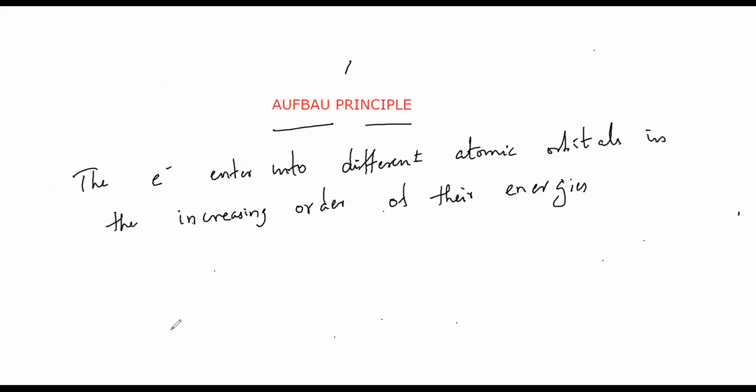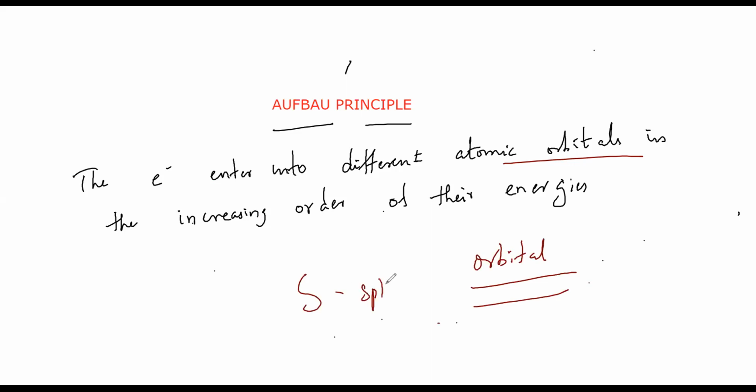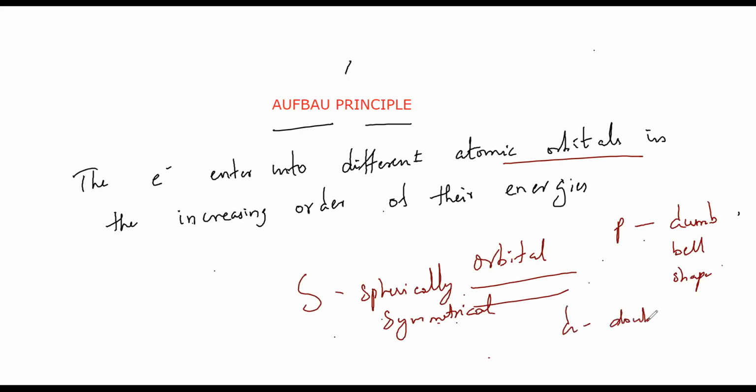The electron enters into different atomic orbitals. So we discussed the orbital shapes. Correct? S is spherically symmetrical, a kind of circle we can say. What is my P? Dumbbell shape. Correct. What is my D shape? Double dumbbell shape. F is a complex structure. I hope everyone remembers the shapes of the orbitals.